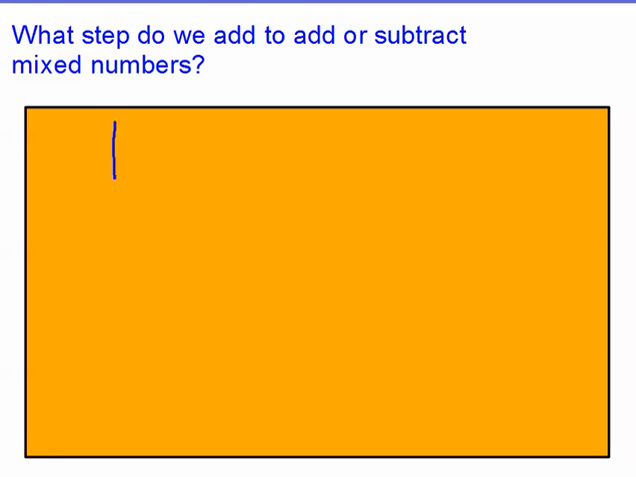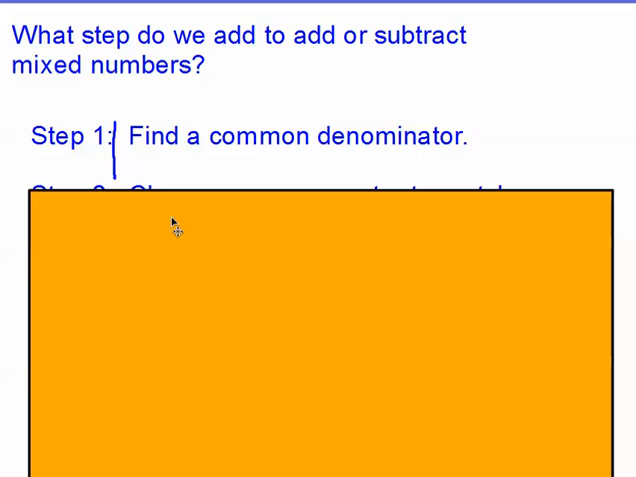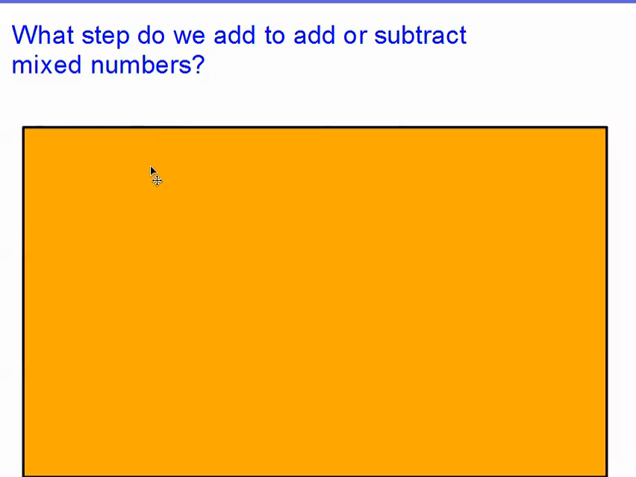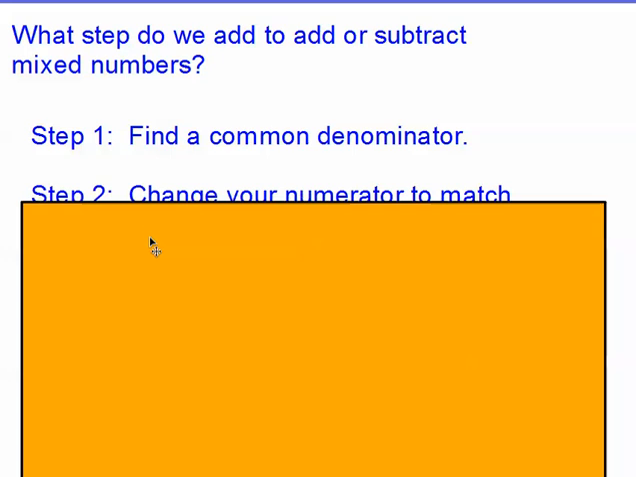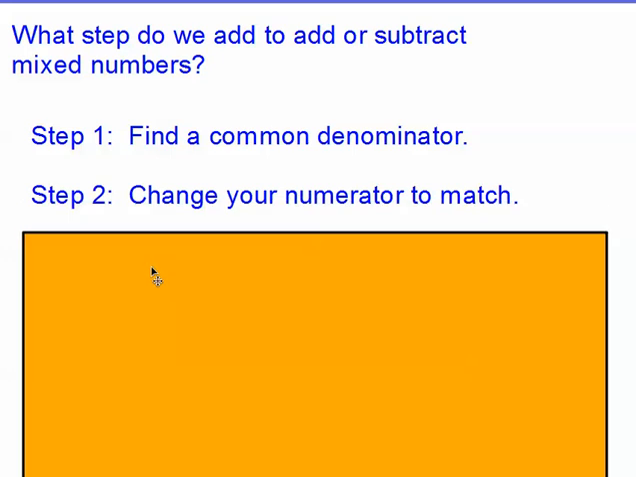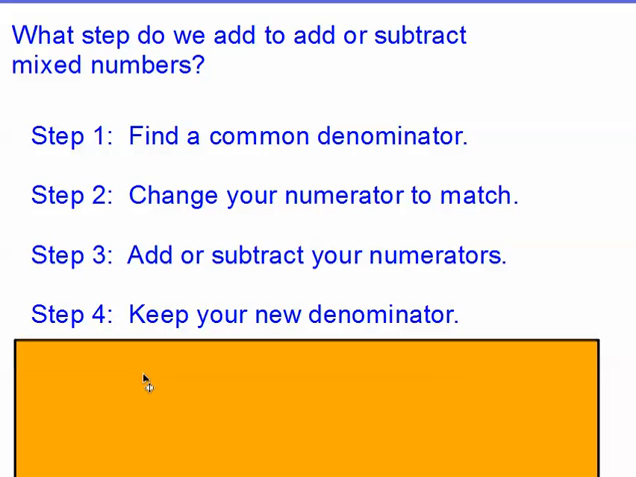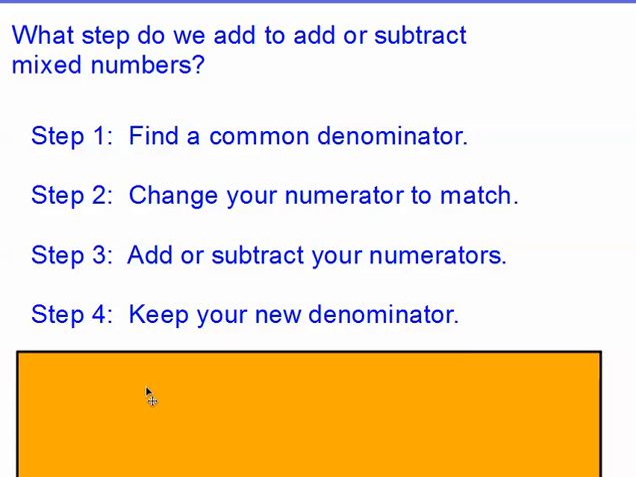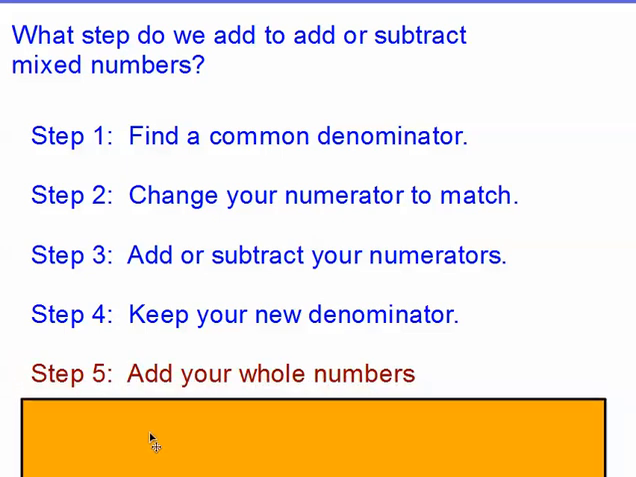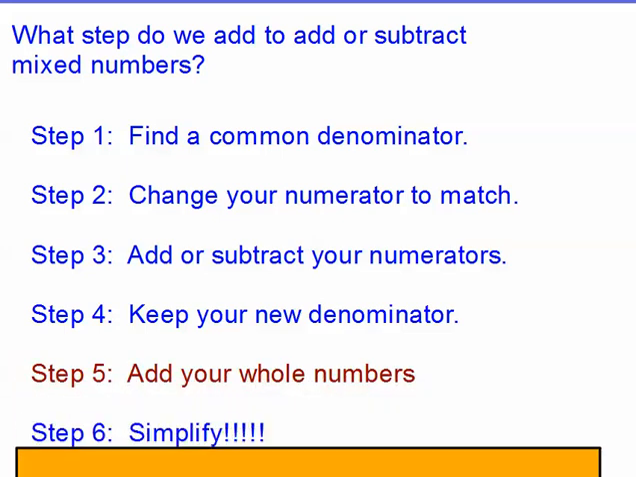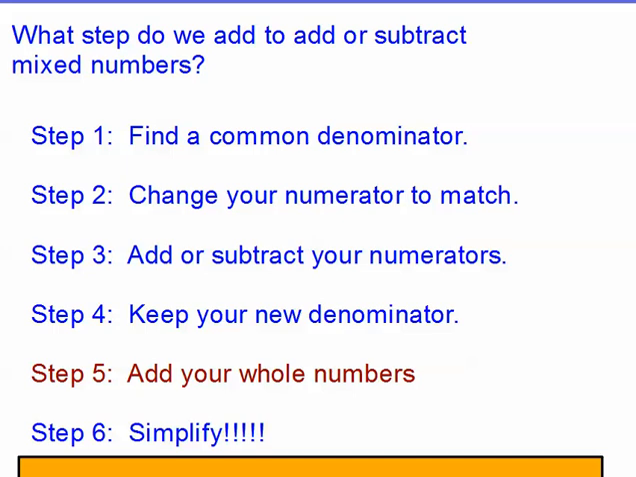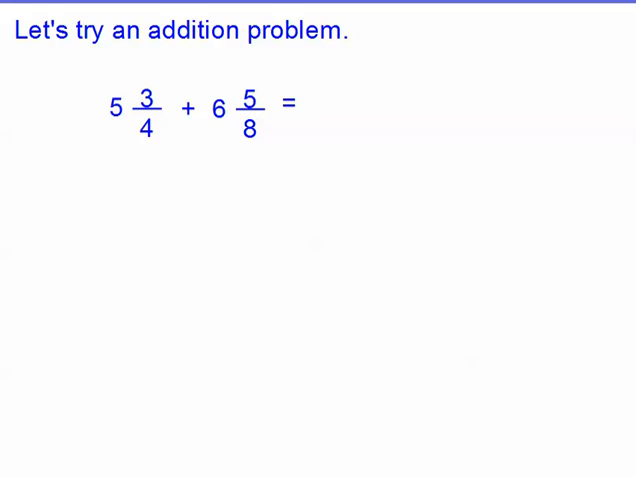We still find a common denominator. We still change our numerator to match. We still add or subtract our numerators. We still keep our new denominator. The only step we're going to add into the process is we need to add our whole numbers. And we should do that before we simplify, because sometimes when we simplify the fraction, we have to put something into the whole parts. So let's go back and try this one here.